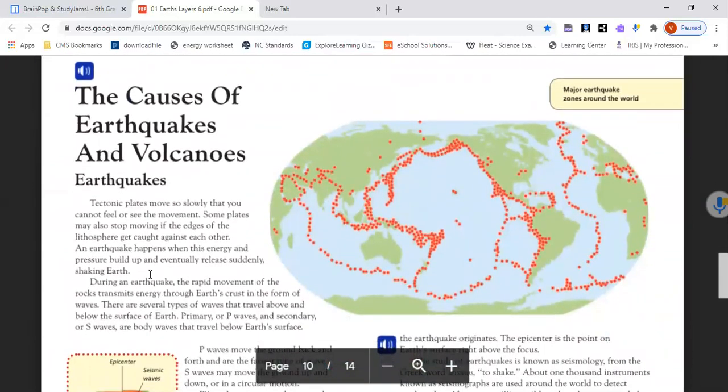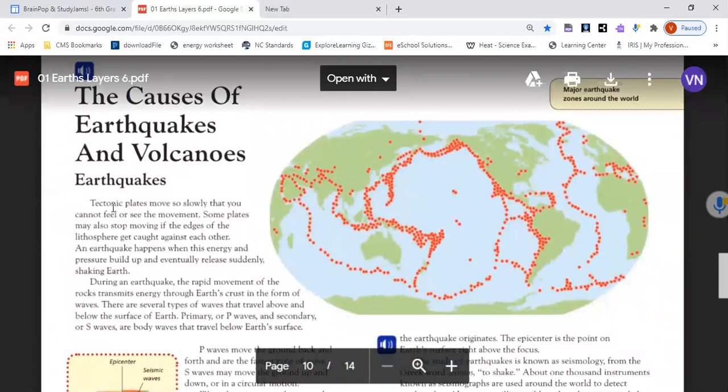The causes of earthquakes and volcanoes. Tectonic plates move so slowly that you cannot feel or see the movement. That's true. We never figure out when a volcano or an earthquake is going to come until and unless it happens, right? Some plates may also stop moving if edges of the lithosphere get caught against each other.